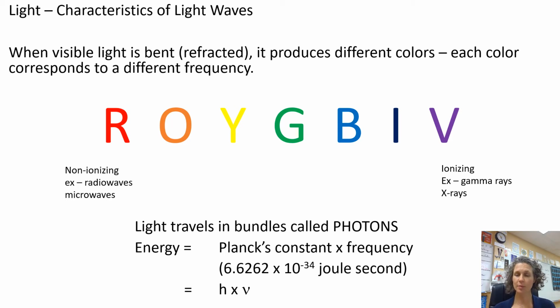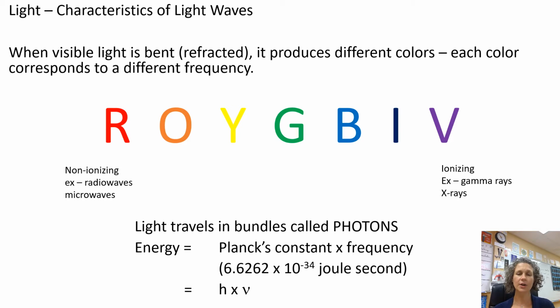Light, as you probably know, when it is bent or refracted, or when you look at it through a crystal or a prism, is separated out into its different frequencies. And this is where we get the ROYGBIV color spectrum. Each color has a different frequency associated with it, which essentially means it has a different amount of energy associated with it.